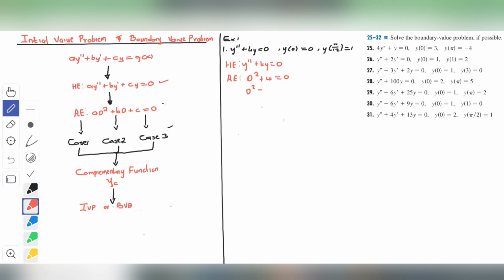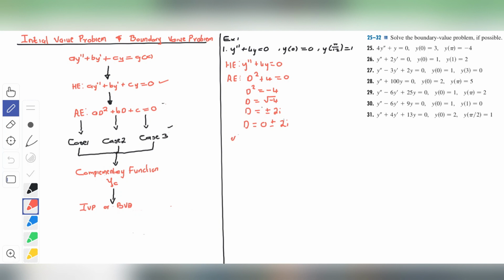We're going to have d squared equals negative 4. Therefore, d equals the square root of negative 4, and we know that the square root of negative 4 is plus or minus 2i. In simpler terms, d is 0 plus or minus 2i. Even if you get confused here, the video that will help you is the video on how to find the complementary function. There is a link in the description below. Go check it out.